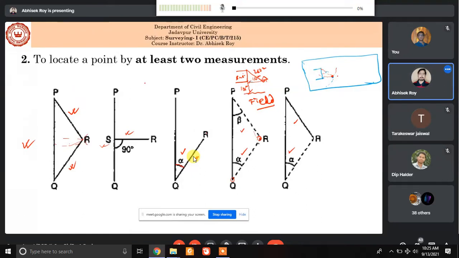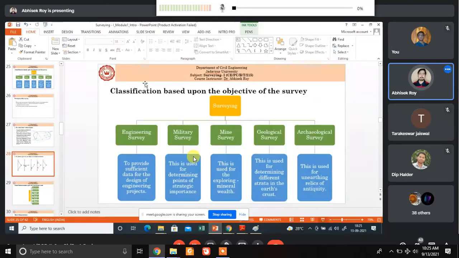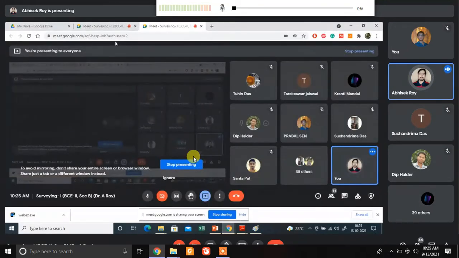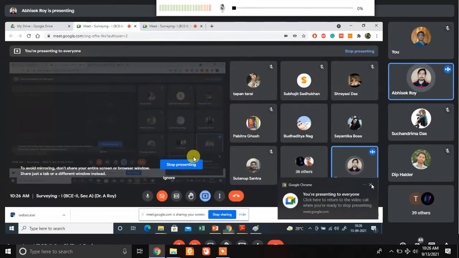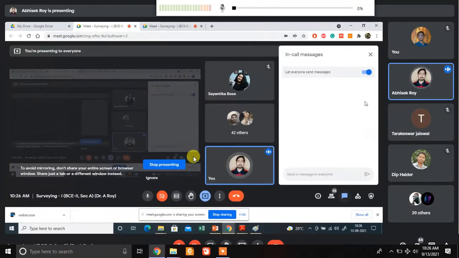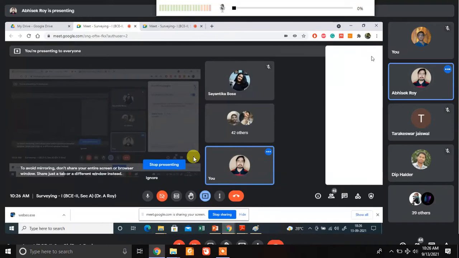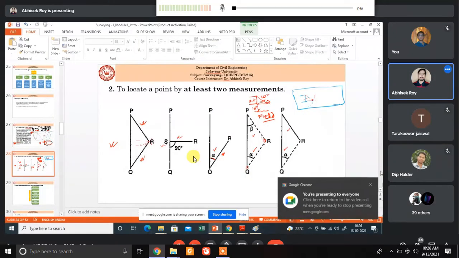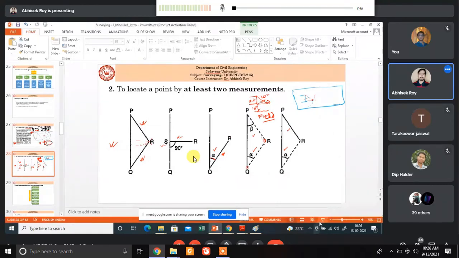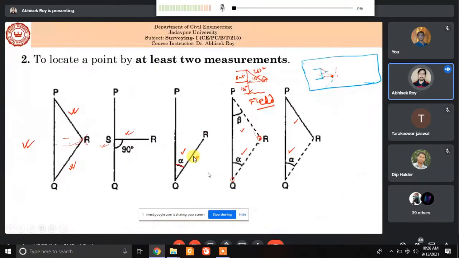Please don't write messages in the chat box, because then I have to come out of the presentation again and again. If you have any question, you can just unmute yourself and ask. Okay, first point. First point means about the two distances, right? You were asking about the two distances, right?